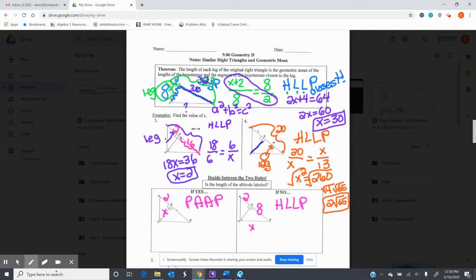So again, I'm going to go back to the other picture for a second. Sorry about that. So we have a 2 and an 8 there. The PAAP rule would substitute in as part 2 is to the altitude, as that altitude is to its other part, 8. The HLLP rule, if I have x not on the altitude here, but on the leg, the whole hypotenuse would be 10 compared to the leg x, as the leg x compares to its closest part, 8. So that's deciding between the two rules.